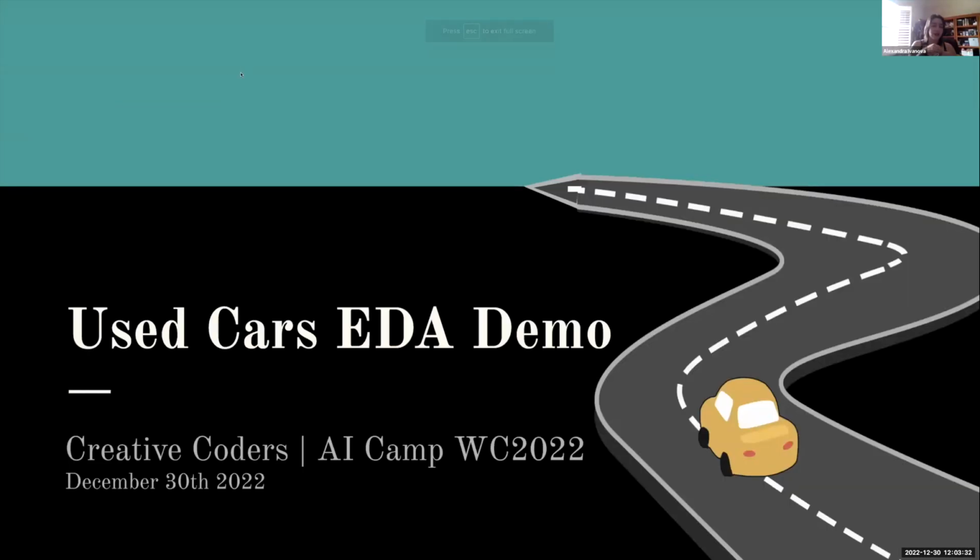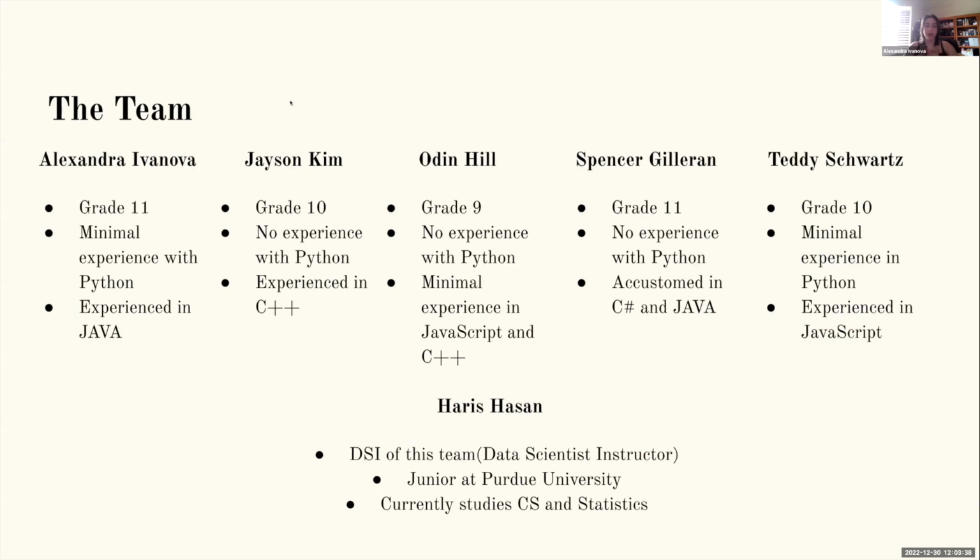Okay, we're the Creative Coders, and this is the used cars EDA demo. I'm Alexandra, and then we have Jason, Odin, Spencer, Teddy, and our DSI Harris. We range from grades 9 to 11, and we have had previous experience with other languages, but we're all coming with minimal to no experience with Python.